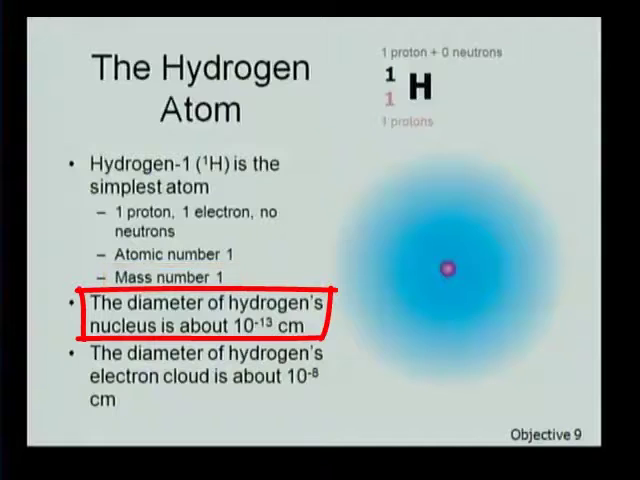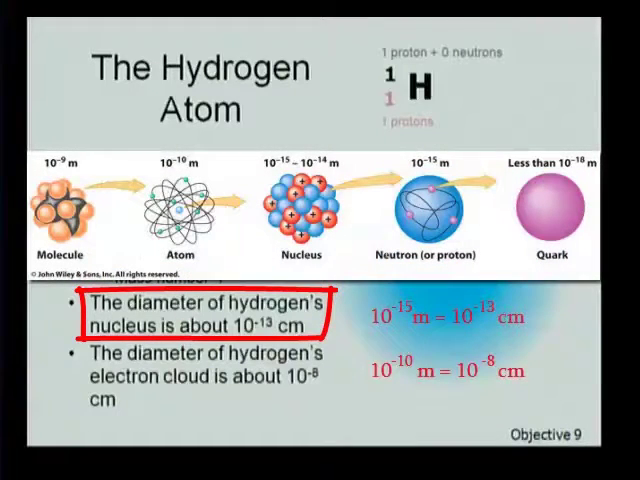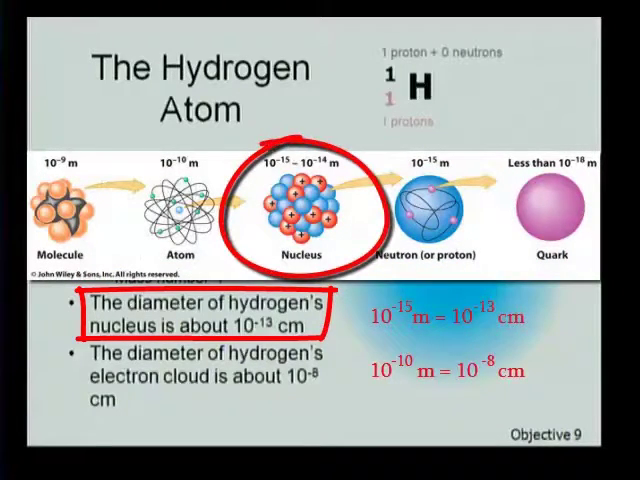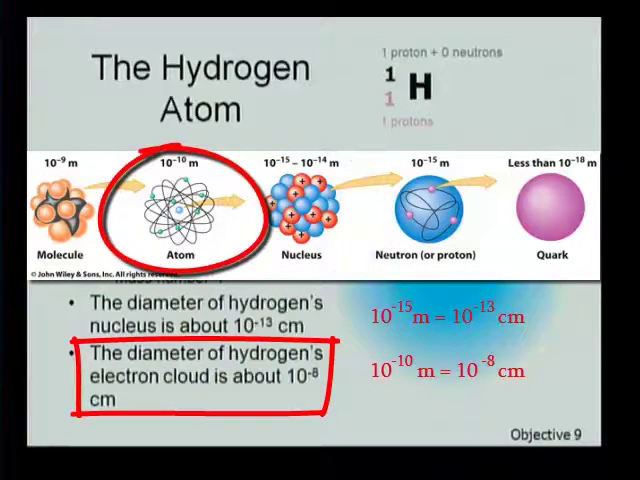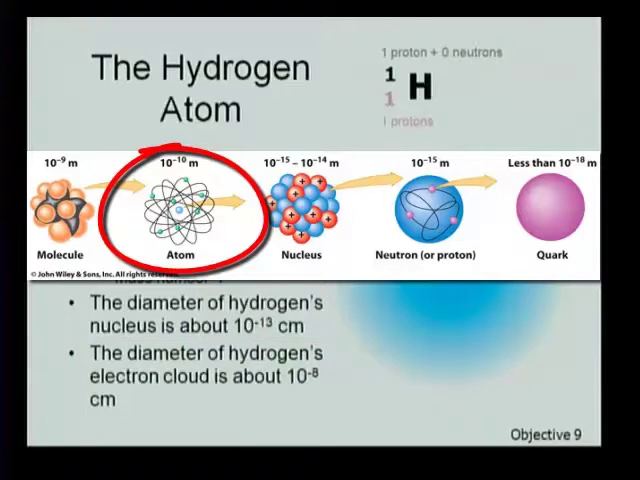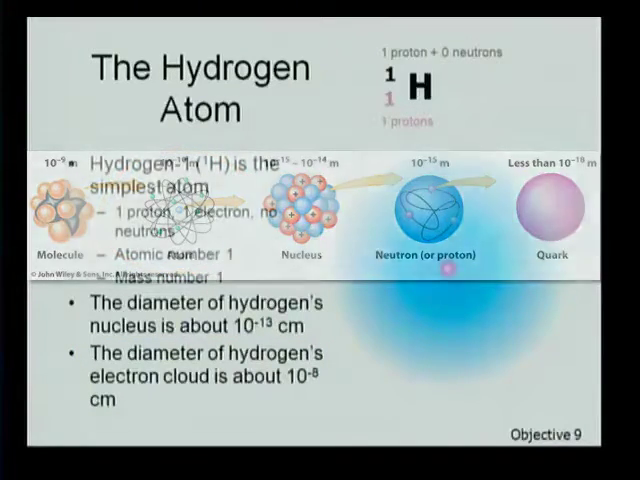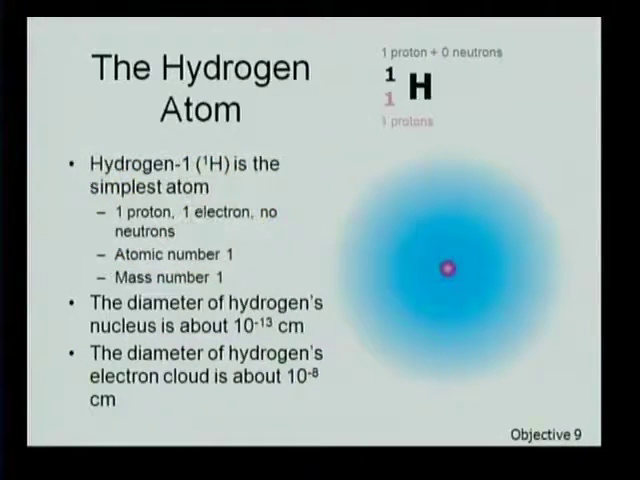The diameter of the hydrogen's nucleus is about 10 to the minus 13 centimeters. The diameter of the electron cloud is about 10 to the minus 8 centimeters. Remember that we saw this earlier as the diameter of an atom. We said that it was 10 to the minus 10th meters. And if we convert centimeters to meters, we'll find that 10 to the minus 8 centimeters and 10 to the minus 10th meters are the same dimension. And so that's how big a hydrogen atom is. That's why we said that was the size of an atom.